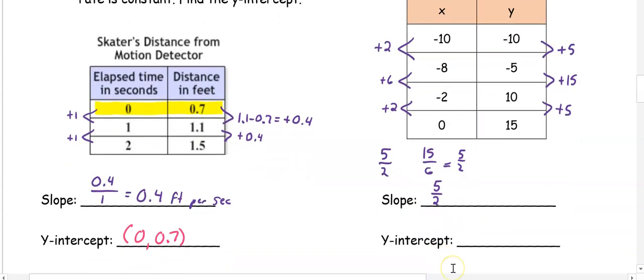My y-intercept, this is where people get confused. Your y-intercept is not where the table starts. It's where the x value has a 0. So 0 is down here. So (0, 15) is going to be our y-intercept.